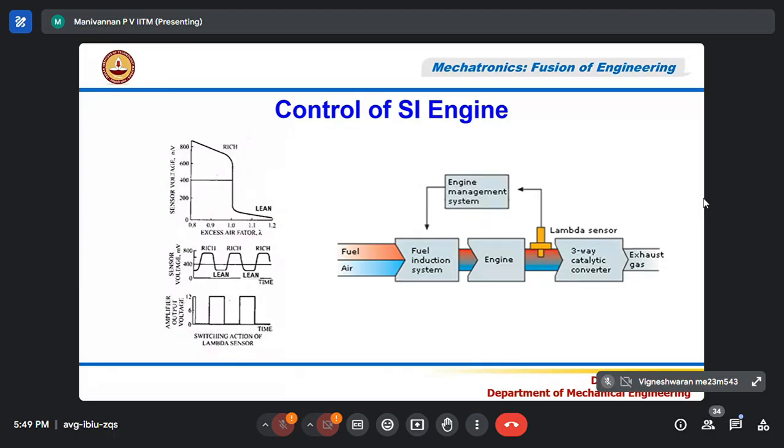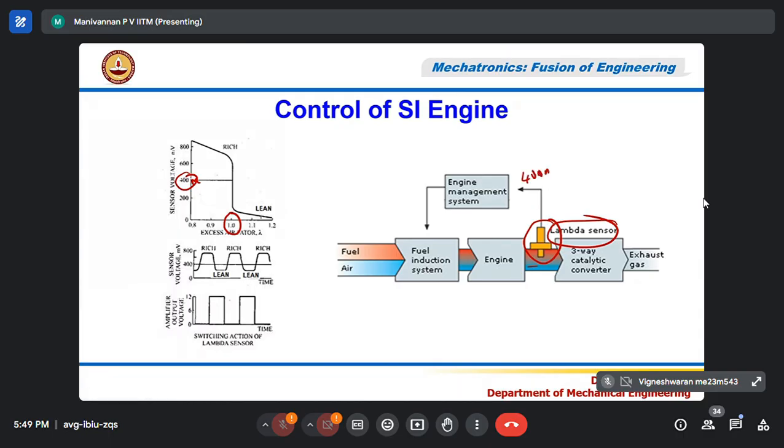Next thing is the closed loop control. In closed loop control, in addition to that, you put an exhaust oxygen sensor, the EGO sensor, in the exhaust pipe, which is also called the lambda sensor. If the air-fuel ratio of the engine is 14.7:1, that is the stoichiometric air-fuel ratio, it will give a 400 millivolt signal. This sensor will give a 400 millivolt signal.